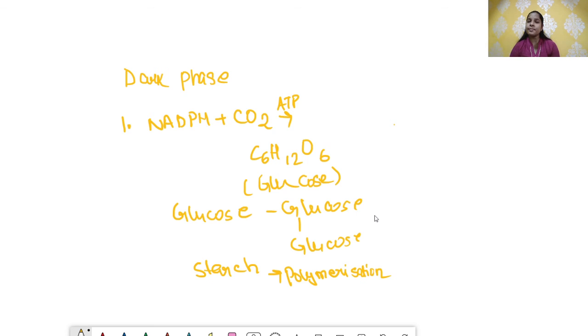Then we saw the steps that take place in the light phase and the dark phase. And one more thing, over here for the CO2 conversion we require an enzyme also, which is RuBisCO. So please do study this part. This is all you need from these two phases.